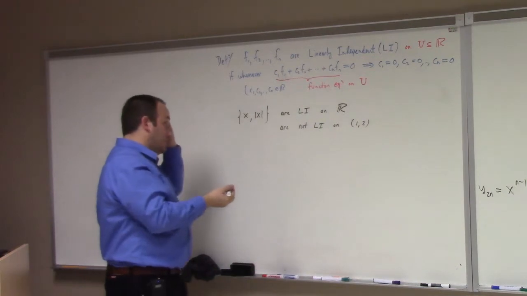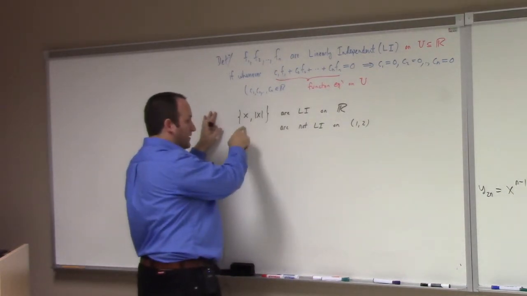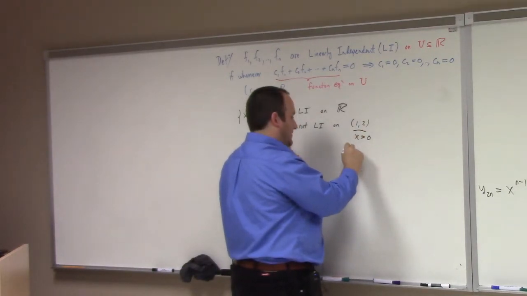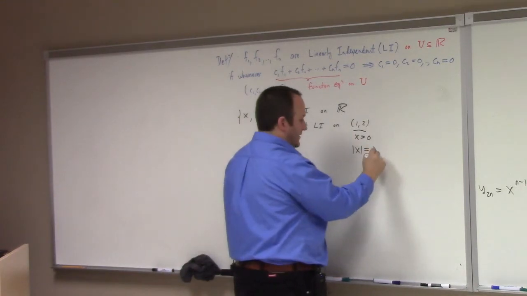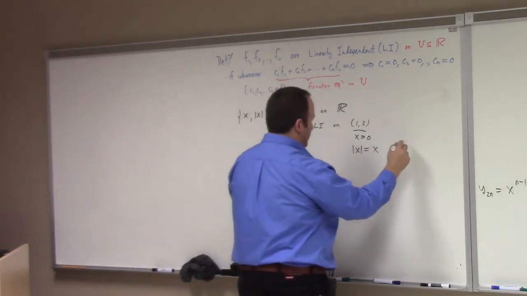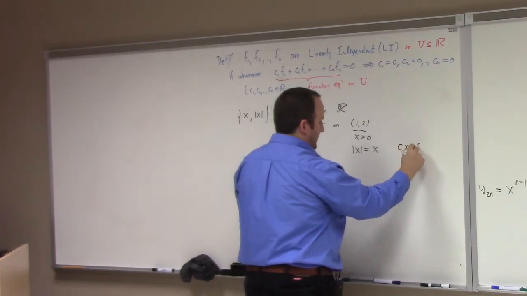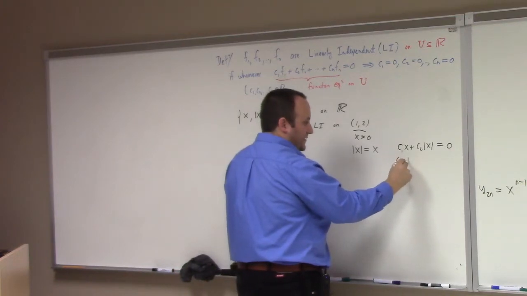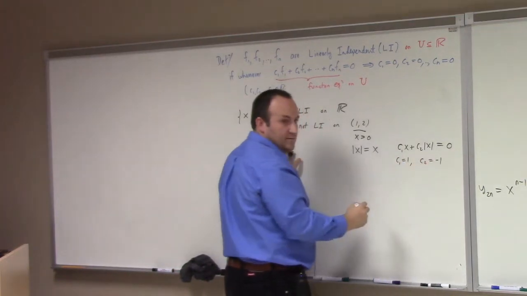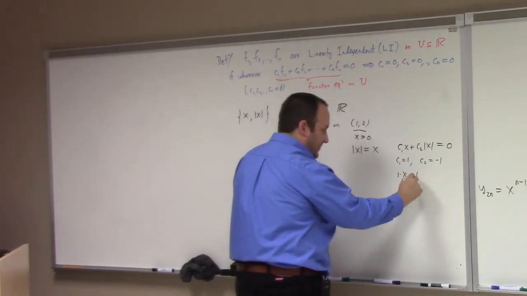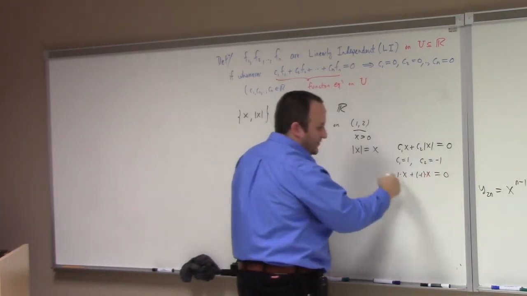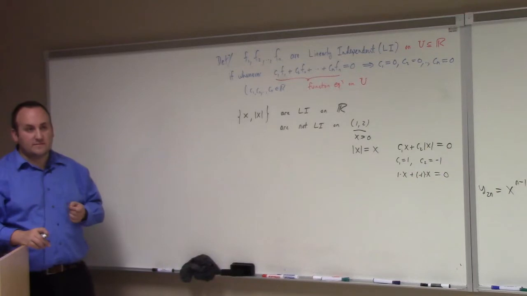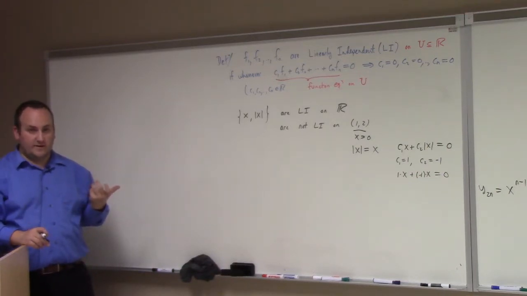So why is that? From 1 to 2, we have x is positive, so that means that absolute value of x is equal to x. So I can take c1x plus c2 absolute value of x equals 0. If I let c1 equal 1 and c2 equal minus 1, I've got 1 times x plus minus 1 times x is equal to 0. But of course, 1 and minus 1 are not 0. Consequently, x and absolute value of x are linearly dependent on the interval 1 to 2.